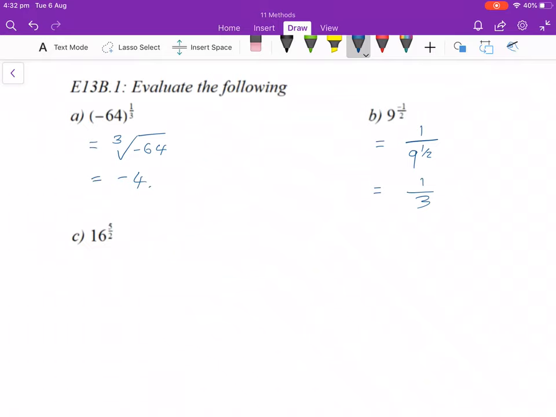C, 16 to the power of 5 over 2. So we can first break this into the 16 to the power of 1/2 and then to the power of 5, and perform each of these separately. 16 to the power of 1/2, so the square root of 16, 4, and then 1/2 times 5, so 4 to the power of 5. Evaluating this, 1024.